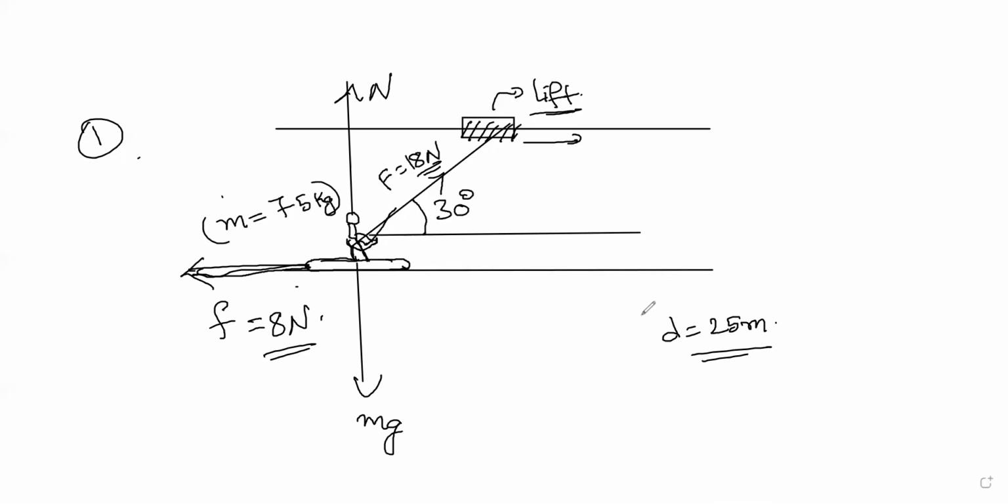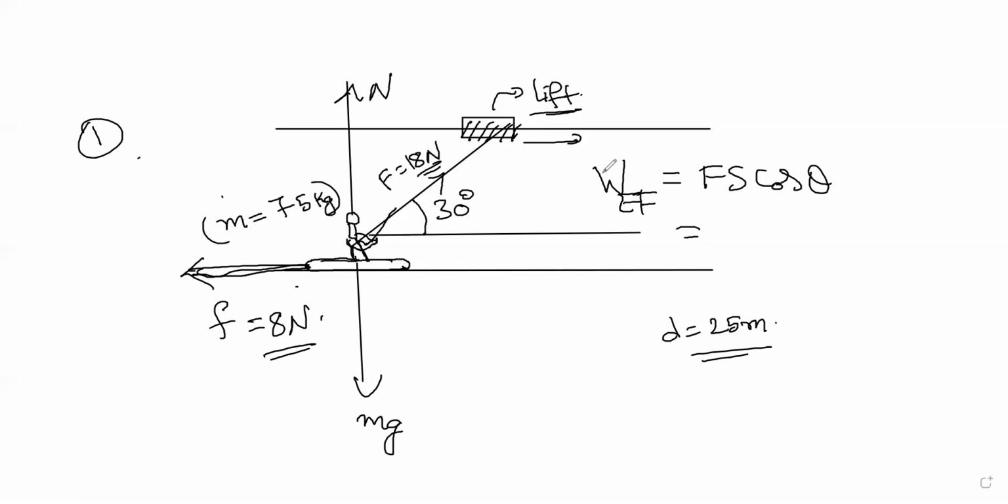Now work done by each force is different. Different forces will cause different kinds of work done. So first is work done by the lift is what we calculate. The work done by the lift, we'll call it the external force. Lift movement, that is an external force. What is the work done is nothing but F s cos theta.